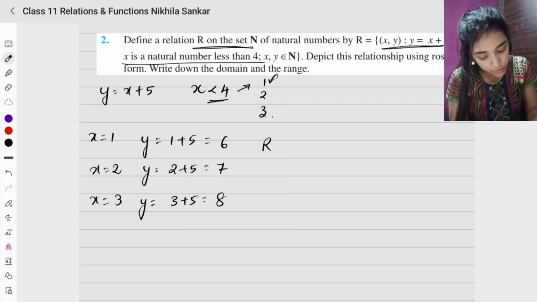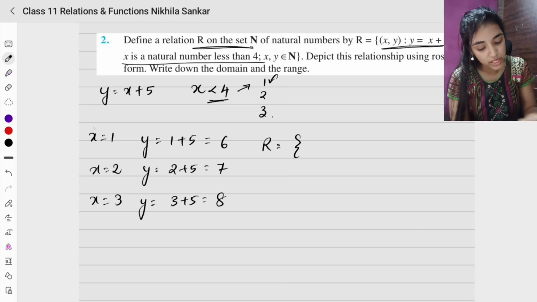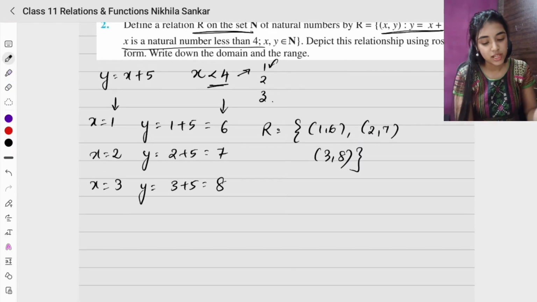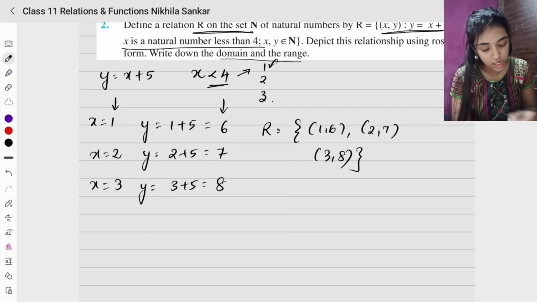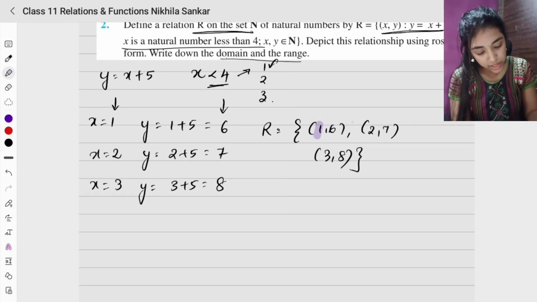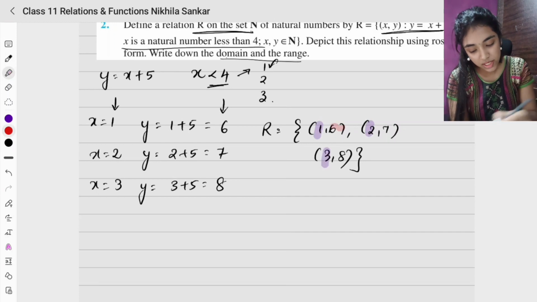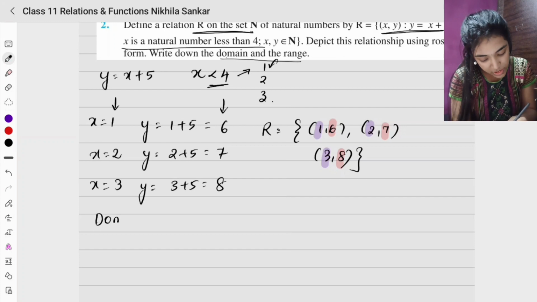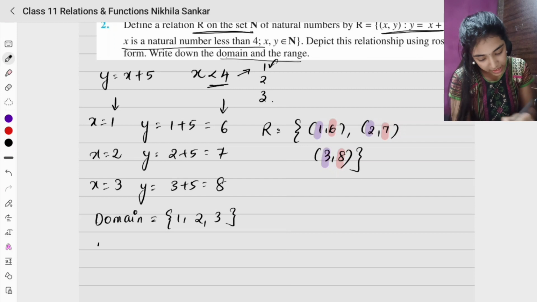So what is my relation going to be? Relation is going to be (x, y). Correct? You have to write x first and then y. So I have (1, 6), (2, 7), (3, 8). So this is going to be my relation. They are asking for the domain and the range. What is going to be my domain? The domain is going to be the first element. Range is going to be the second element of the ordered pair in the relation. Okay. So domain equals 1, 2 and 3. Range equals 6, 7 and 8.